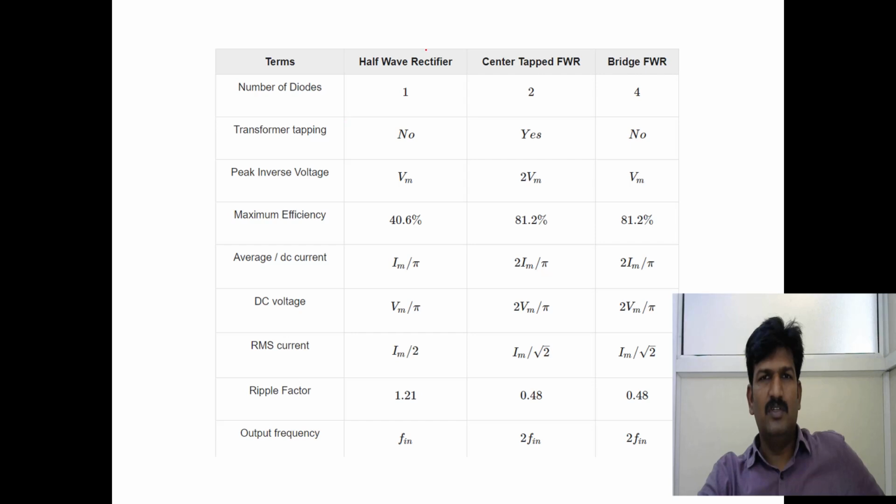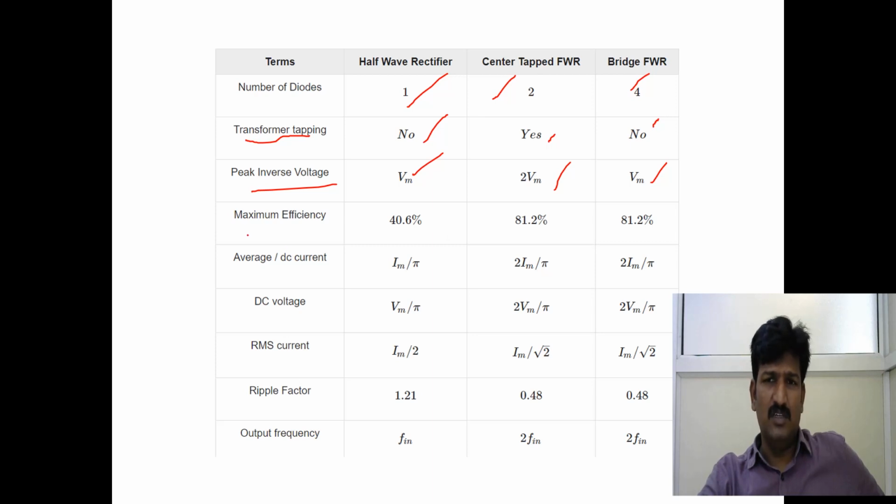Number of diodes present in the half wave rectifier: only one. In center tapped, you are using 2. In the bridge rectifier, 4. Transformer tapping: are you tapping a transformer, like center tapping, in the half wave rectifier? No. In a center tapped full wave rectifier, yes, we are doing the tapping at the center of the secondary. But is there any tapping in the bridge rectifier? No. Peak inverse voltage for the half wave rectifier is Vm, the center tapped full wave rectifier 2 Vm, the bridge rectifier is Vm only.